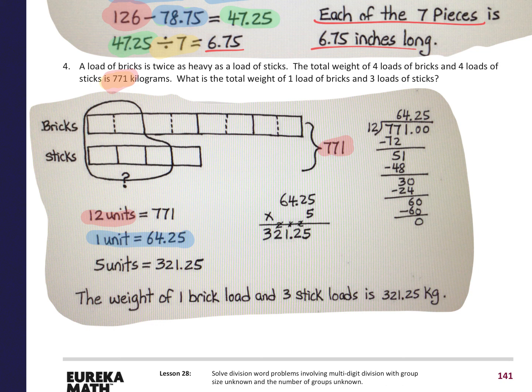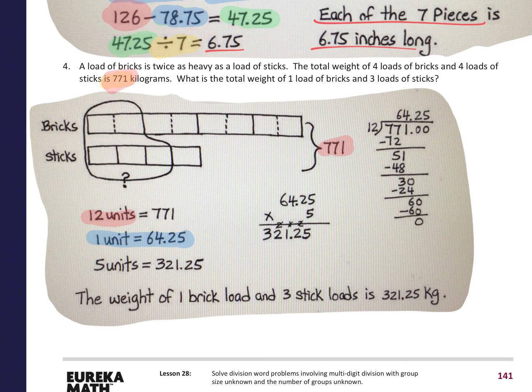So each one of these units, if I look at, what is that? 1, 2, 3, 4, 5, 6, 7, 8, 9, 10, 11, 12. Altogether, that's going to add up to 771, and when I divide it by 12, I find out how much each unit is by itself, and that's going to give you this number.